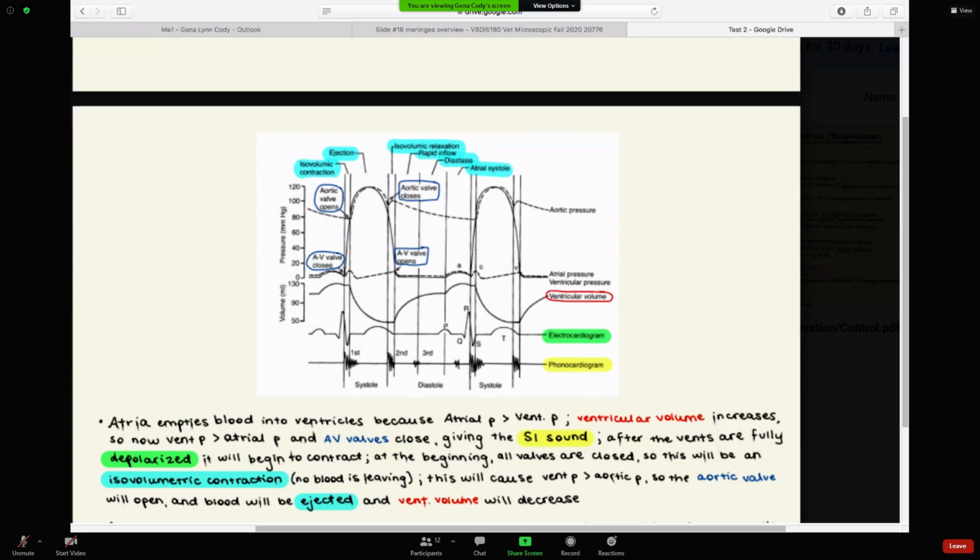The AV valve is going to close because now my ventricles have all that blood and the atria have none. So it's like, you have a higher pressure. I don't want you coming back up. I'm going to close now.